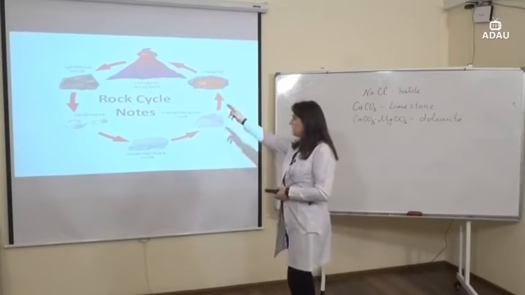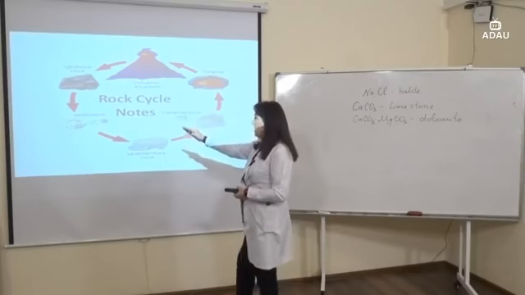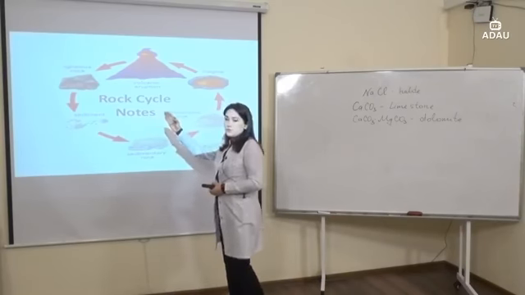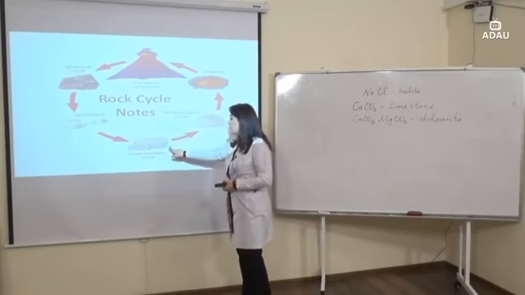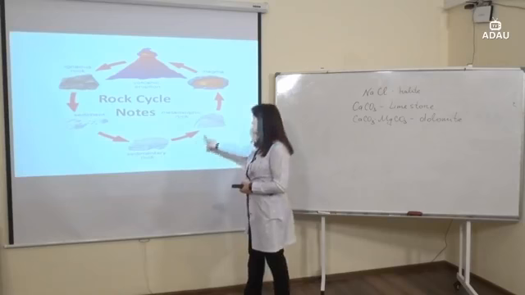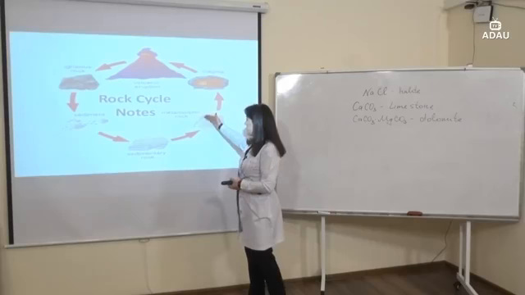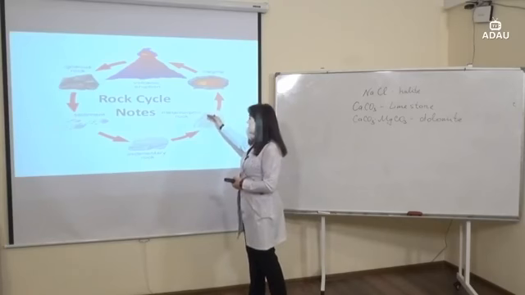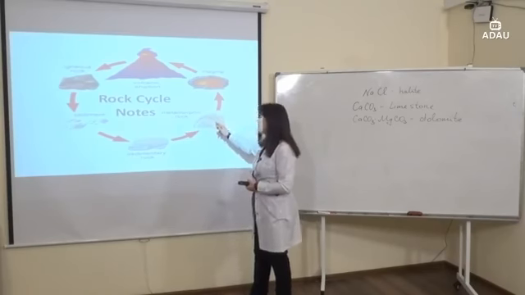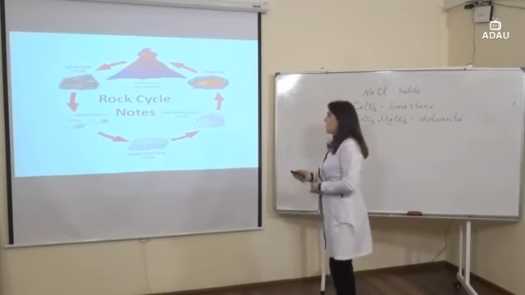For example, igneous rocks, after the magmatism process, go outside. After external processes, they change to sedimentary rocks. Sedimentary rocks, under the influence of high temperature and high pressure, change to metamorphic rocks. And metamorphic rocks, often beneath the Earth's surface, go through different processes and return to magma. That is the rock cycle.